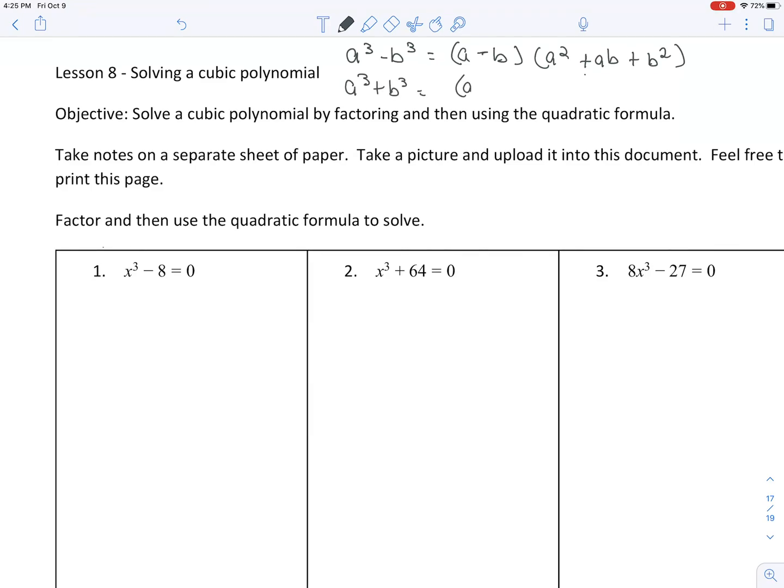And so a cubed plus b cubed is going to equal a plus b, and then a squared minus ab plus b squared. So just recall those formulas. And we're just going to, first we're going to factor, and then we're going to use the quadratic formula to find the imaginary solutions. So let's start by remembering, in this case, a is equal to x, b is equal to 2, because 2 cubed is 8.